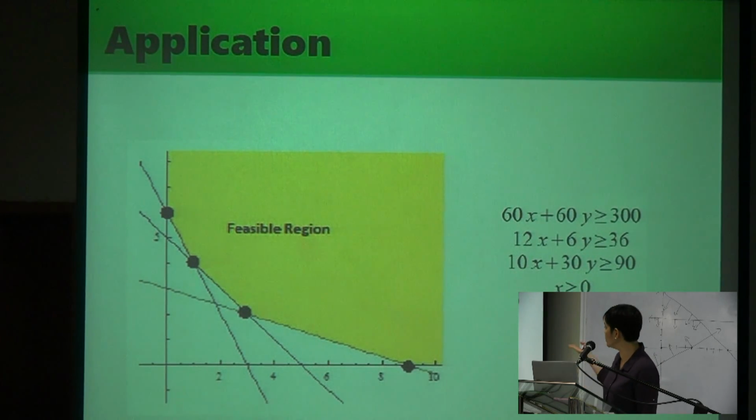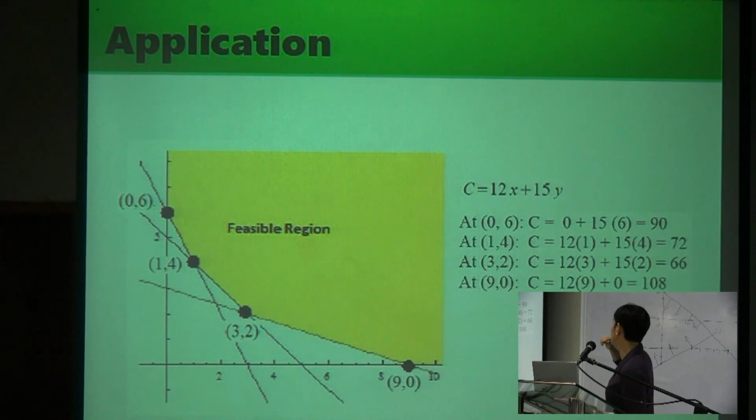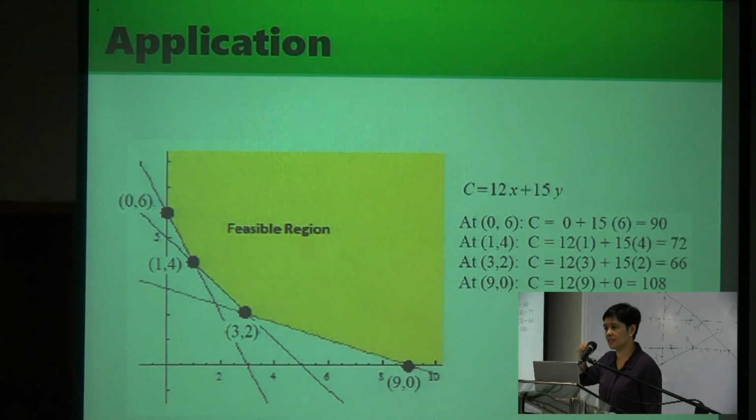Obviously, since they were the one who found the feasible region, they would know which line represents which. So they would know how to find the intersection. Which are those points? Okay, 1, 4, 3, 2, and 9, 0. So basically, when you substitute that, the minimum cost would be at C, at the point 3, 2, which gives you 66.